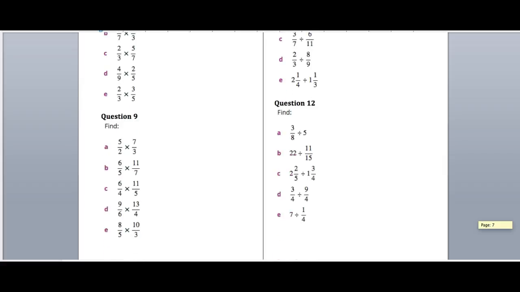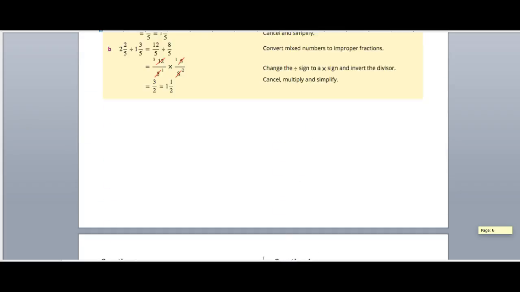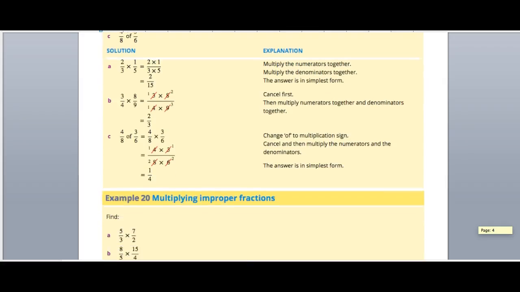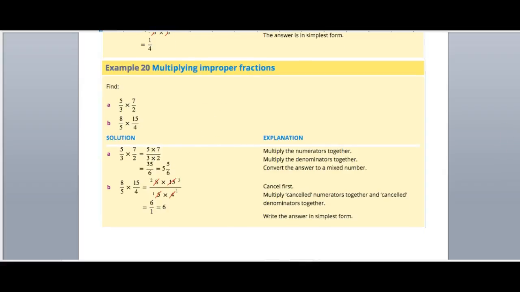Then in question 9, it looks like you're going to be getting mixed number answers because 7 over 3 is an improper fraction. So let's go back up and look at multiplying improper fractions, which is that example I was just looking at.